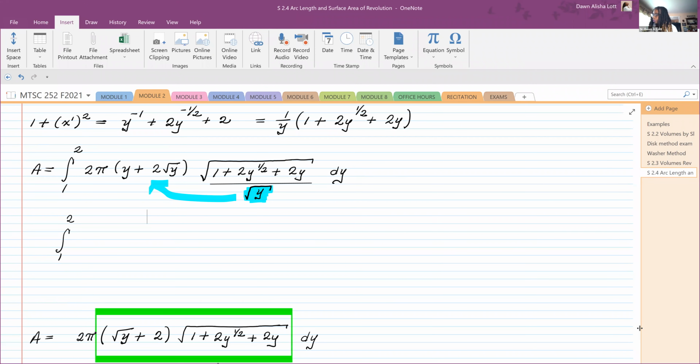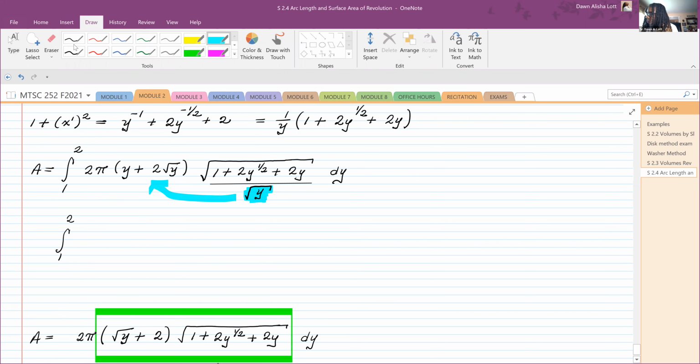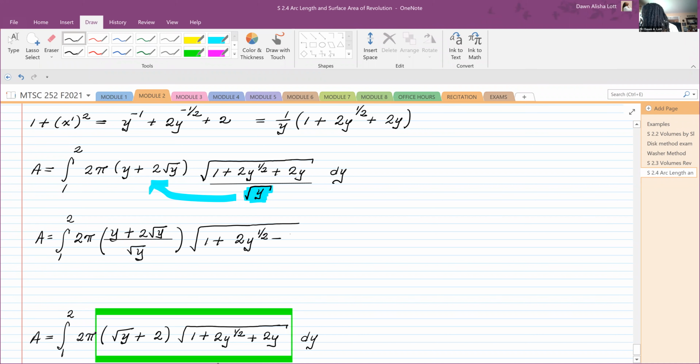It cracks me up how it moves certain things but doesn't move others. So I made this 2 pi, and then I took this y plus 2 the square root of y, and I put that square root of y underneath it. And then I kept this. So then I was able to simplify this: y over the square root of y gave me this, and 2 the square root of y over the square root of y gave me 2.